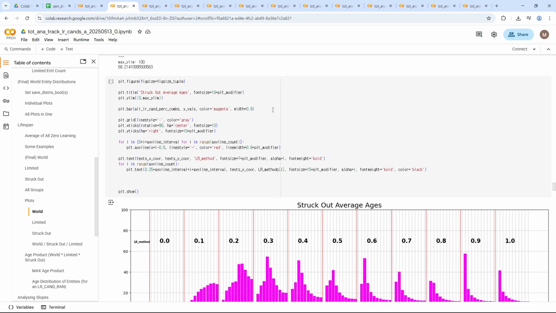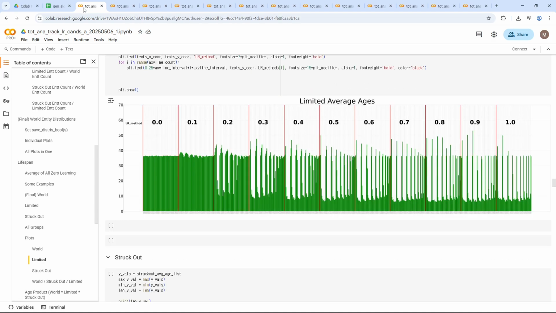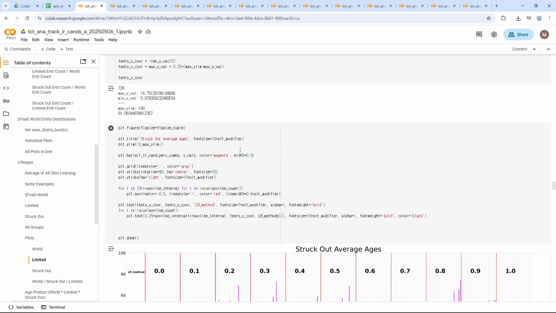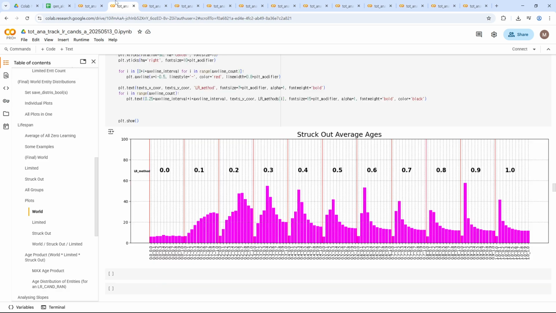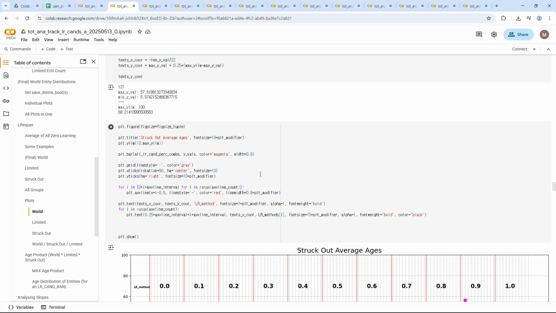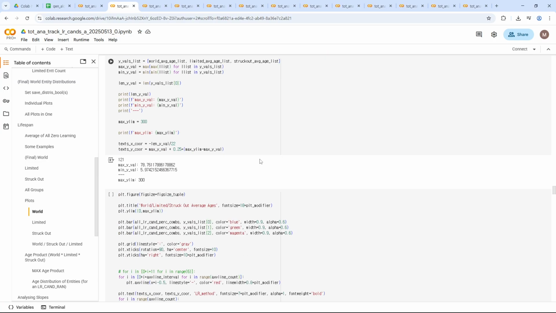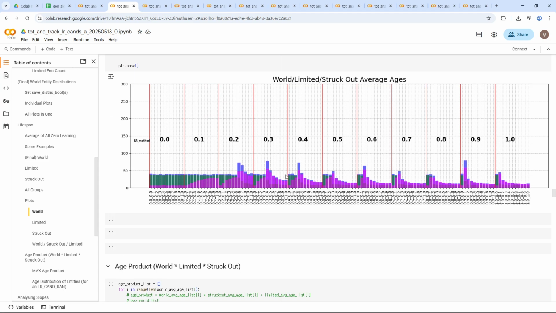And for the struck out, same. The behaviors and characteristics are quite similar, and everything on top of one another looks like this.